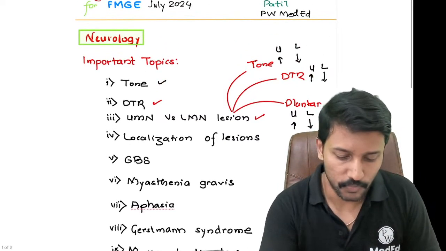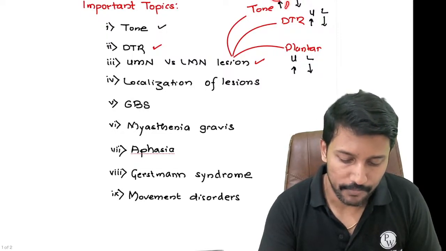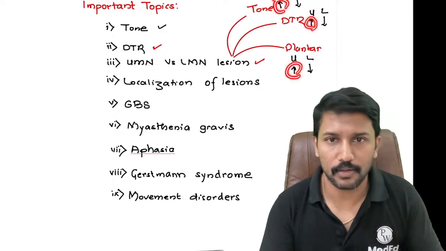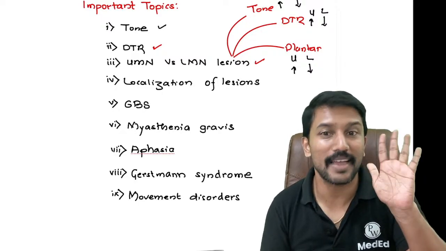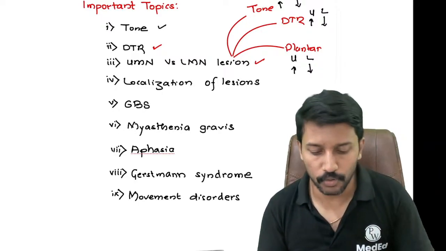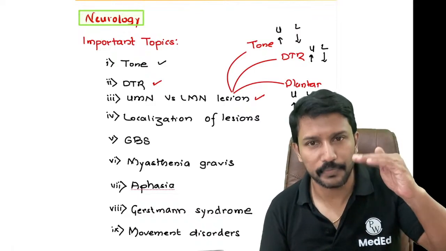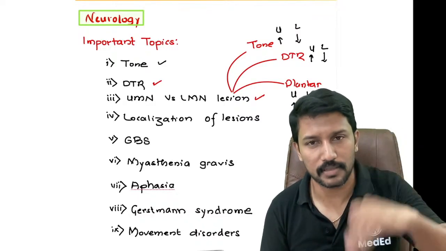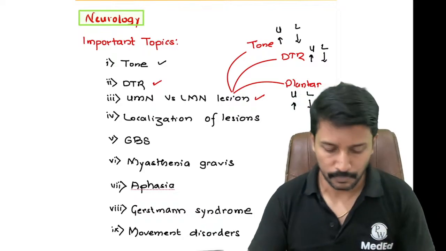So when you look at this, one thing becomes very clear. In upper motor neuron lesion, everything goes up. Tone increases, deep tendon reflexes get exaggerated, plantar becomes extensor. When there is lower motor neuron lesion, everything goes low. The tone decreases, deep tendon reflexes decrease, and plantar goes down. That is flexor response. Clear?